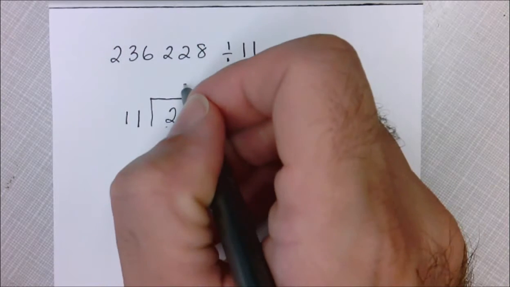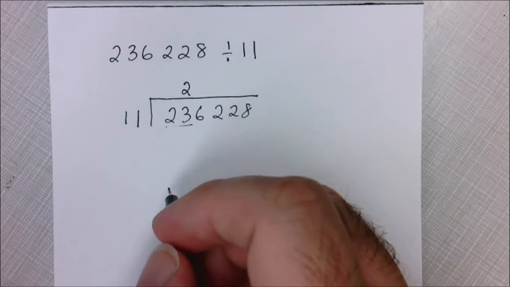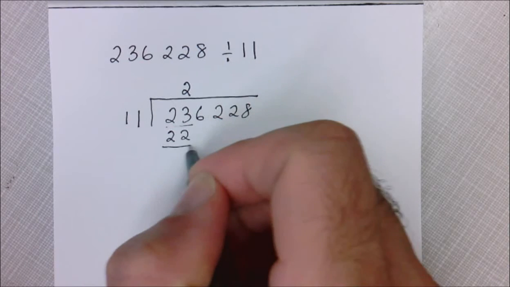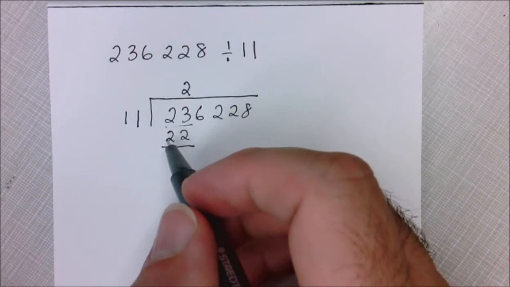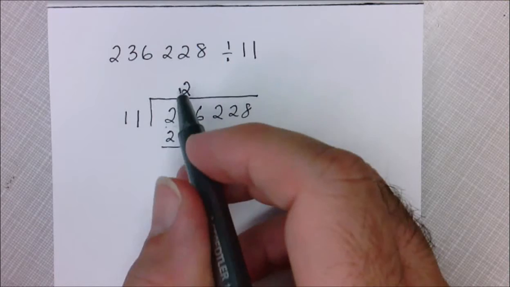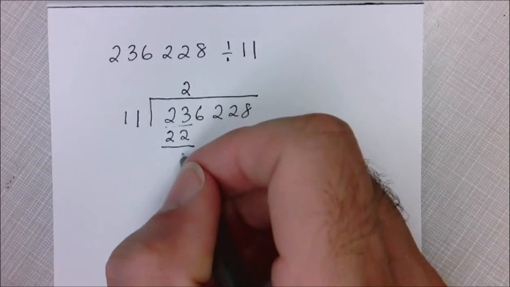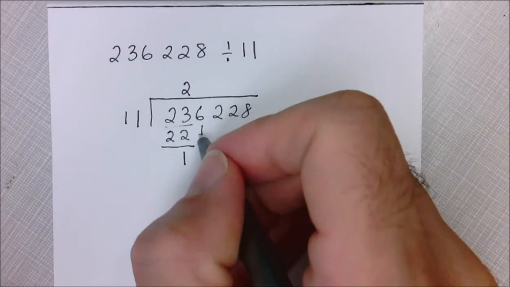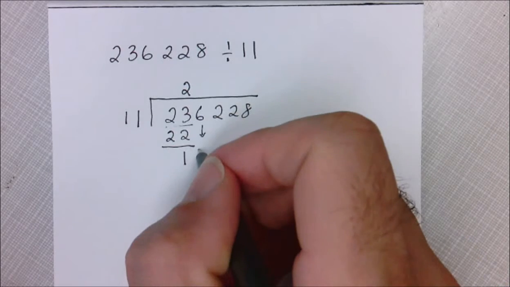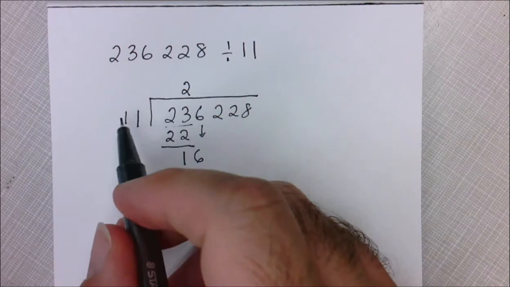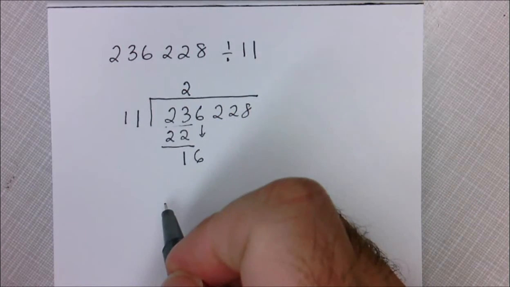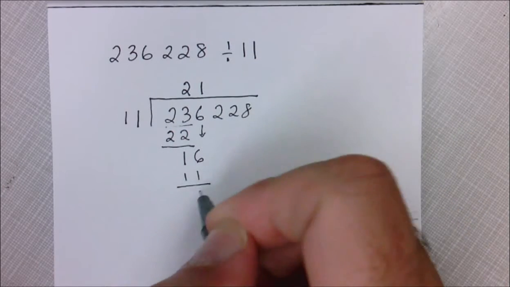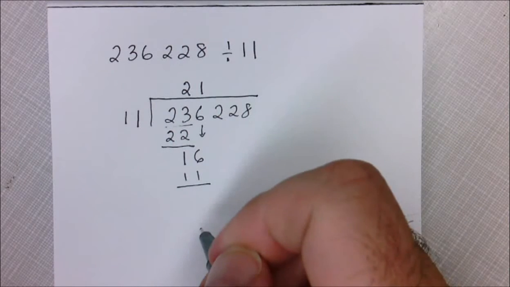So it can go in 2 times, okay, not perfectly, but at most 2 times. So what we do is we represent that underneath and we find what's the remainder. So it goes in twice, 22, and I'm left with 1 unit that's left over. Then what we do is we bring down the next digit, 16, and you ask yourself how many times can 11 go into 16? Well, it can go in 1 time. Okay, and we keep performing this operation till we get to the end.